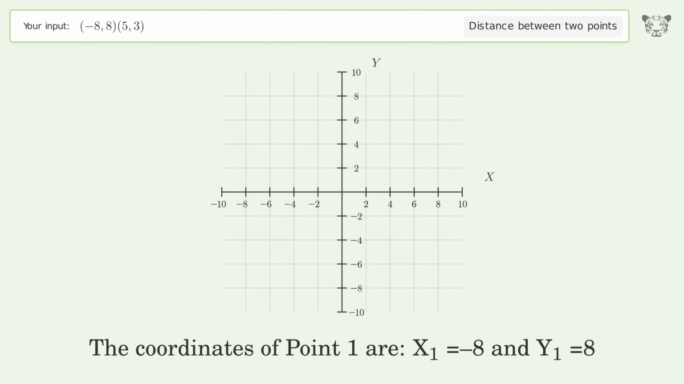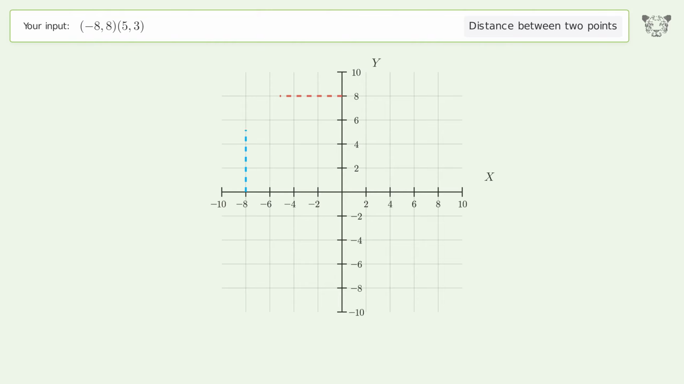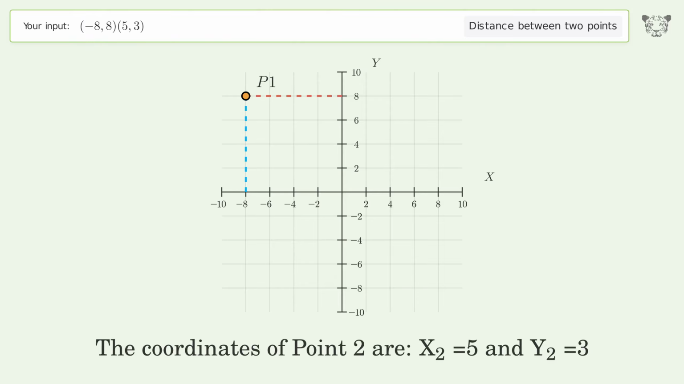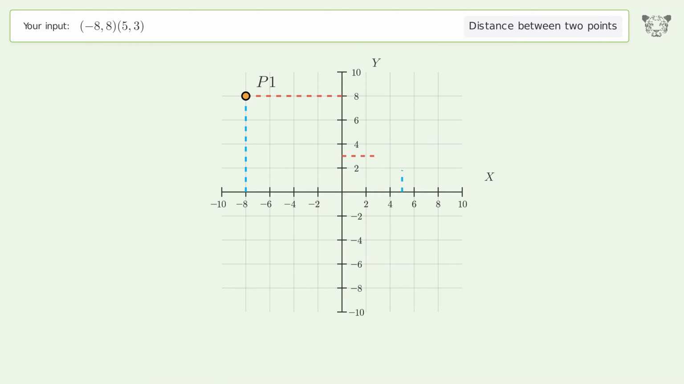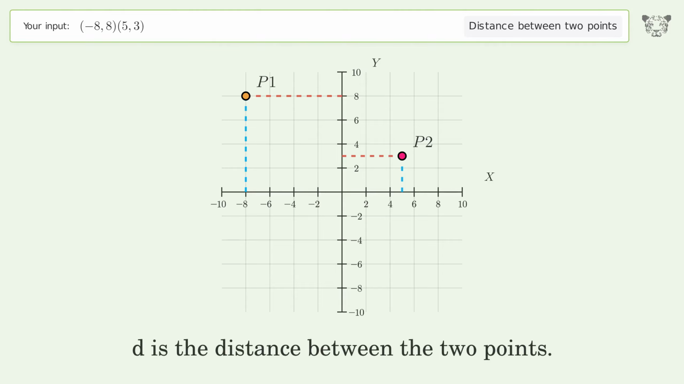The coordinates of point 1 are x1 equals -8 and y1 equals 8. The coordinates of point 2 are x2 equals 5 and y2 equals 3. D is the distance between the 2 points.